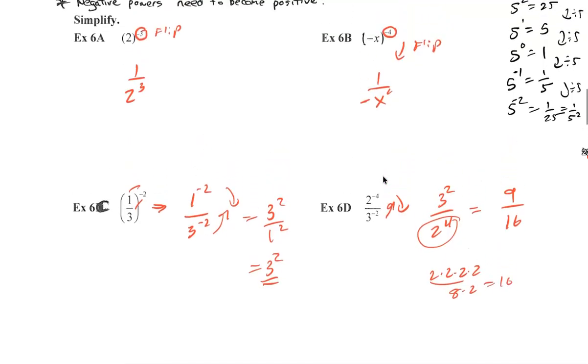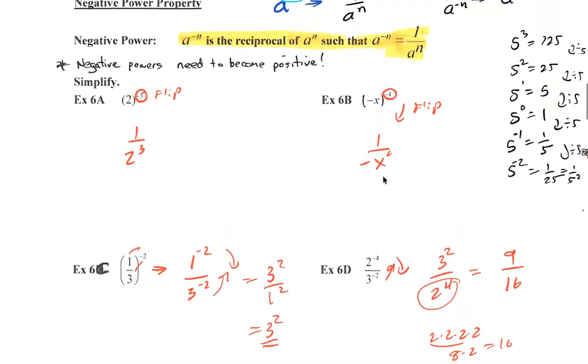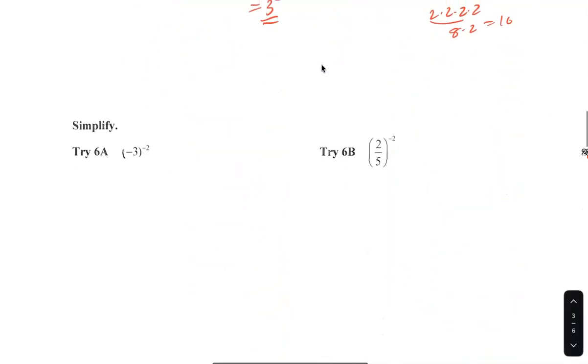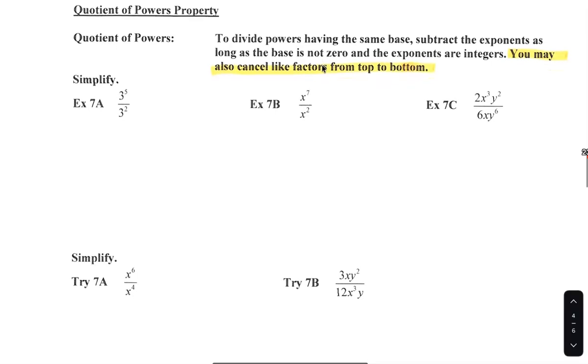One thing I do want to mention is that when you have negative exponents, you don't want to end with negative exponents. They need to become positive. So if you see, right, I didn't just leave it 2 to -3 or 1/3 to -2. You have to flip it. You want to become positive exponents. So you don't ever want to end with negative exponents. You always want to end up with positive exponents. Okay, let's go on to the next one.